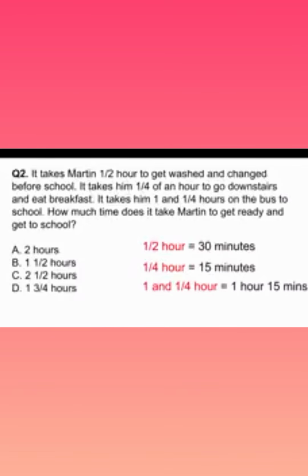for him, sorry, an hour and a quarter on the bus to school, which is a long journey. So if we add all of those up, 30 minutes, 15 minutes, 1 hour 15, we get the correct answer of 2 hours. So quite simple to do. You just have to convert the hours to minutes, and then you get your answer.